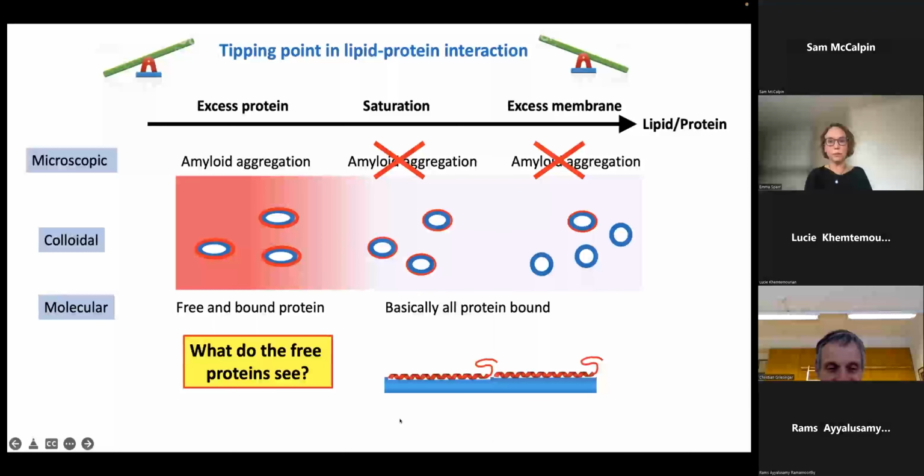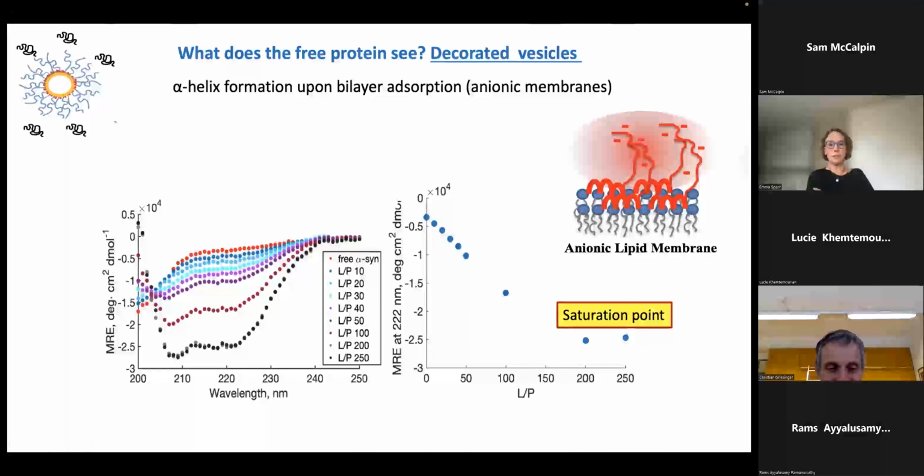And I have only shown you this, on the lower side, with a full alpha helix bound here. If you look in the literature, this is an old figure I showed you in the beginning as well, but I just bring it up again. So here are typical data for alpha helix formation when we titrate in lipid membrane. And we come to a point where we get an increased alpha helix content to a saturation point.